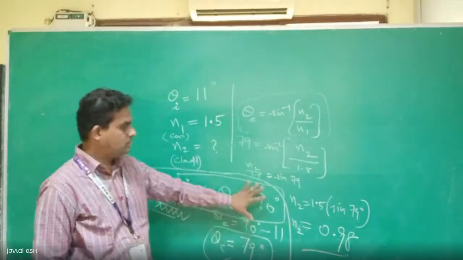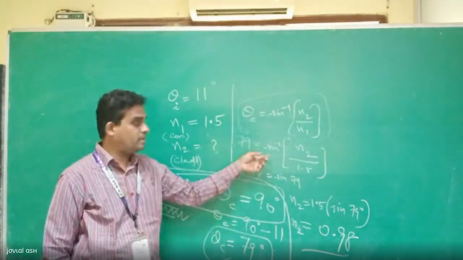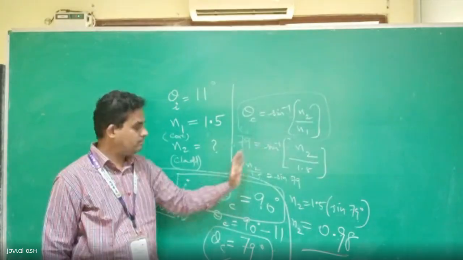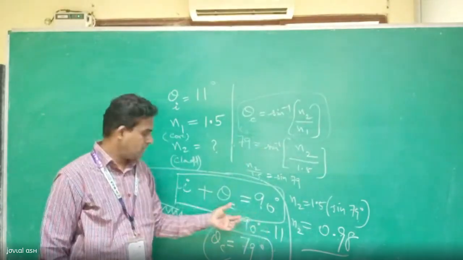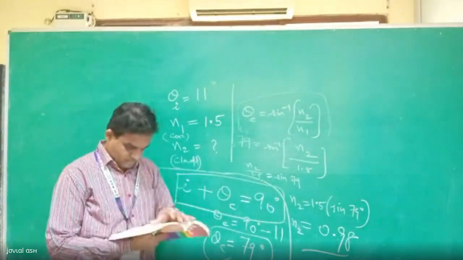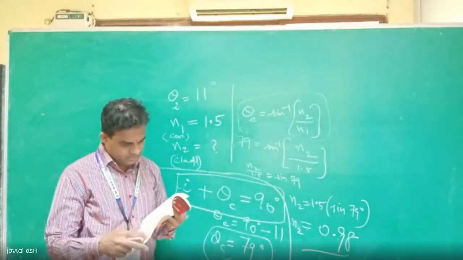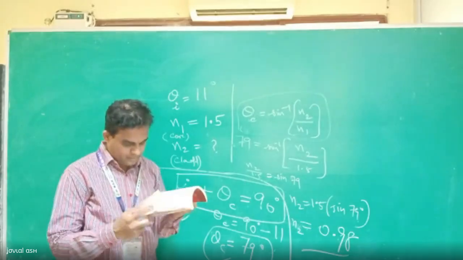So this is just an example. We have not incorporated the losses here. If you bring losses into the picture, the critical angle might differ. So like this, if you start doing simple problems, you will understand.